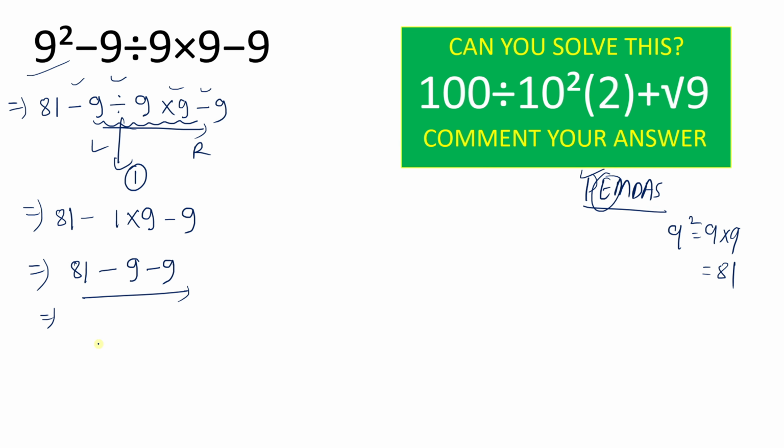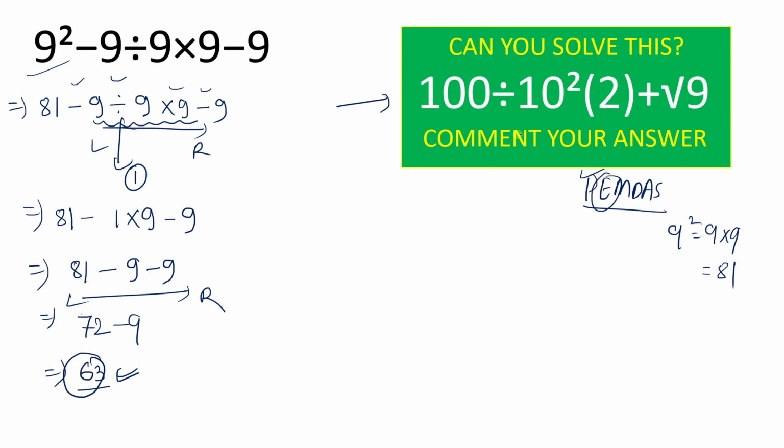We will do left to right operations. Here 81 minus 9 will give result 72, minus 9. And 72 minus 9 will give result 63. Yes, 63. This is the right answer for the first question.